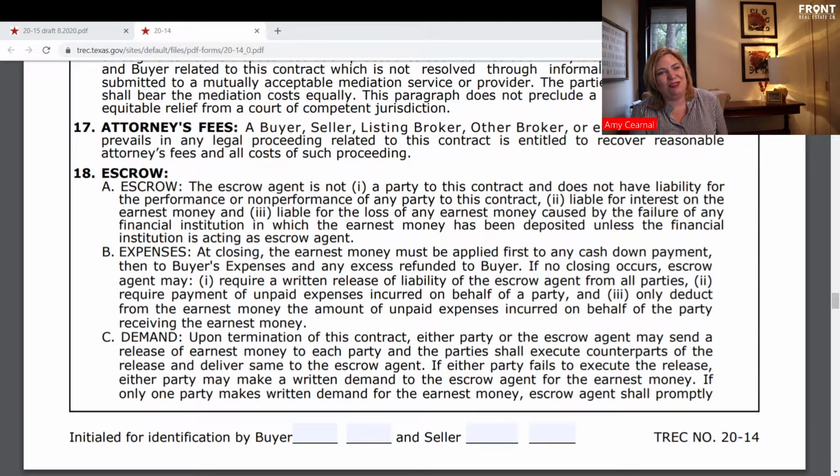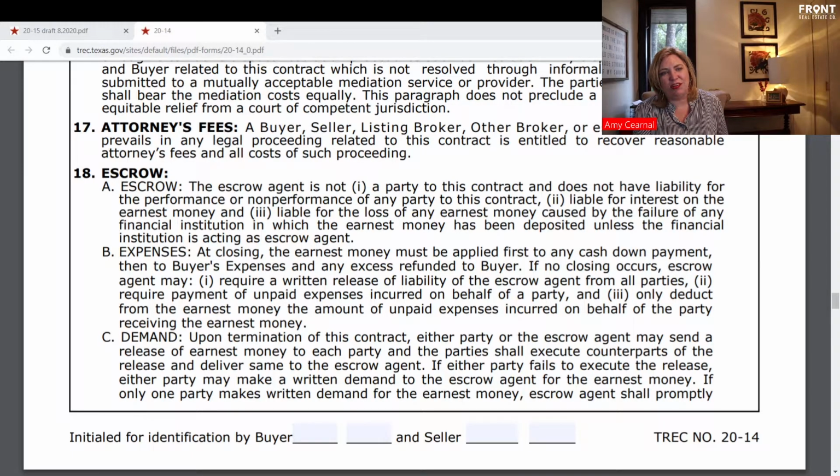They're also, number 2, not liable for interest on the earnest money. And number 3, they're not liable for loss of any earnest money caused by failure of any financial institution in which the earnest money has been deposited unless the financial institution was acting as the escrow agent. Then 18B, expenses. At closing, earnest money must be applied first to any cash down payment, then to buyer's expenses, and any excess refunded to buyer.